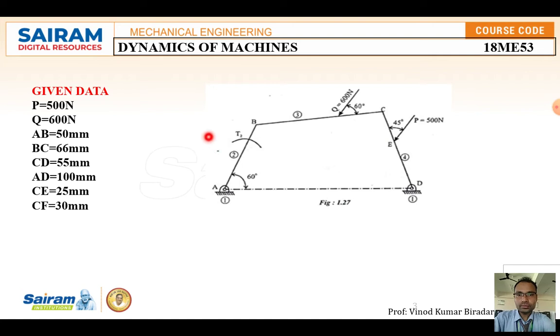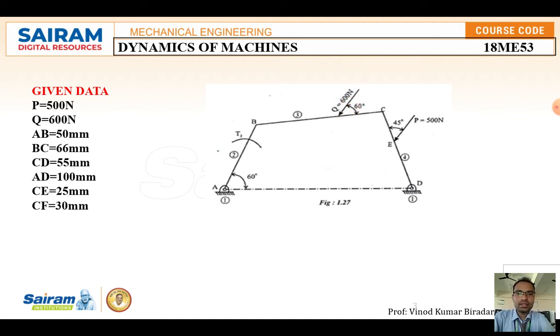Okay, so here you apply a force, that is 600, that is the given Q equal to 600. Then CF, from this point to this point, 3 mm: cut one arc and draw one force equal to 600 Newton with an angle of 60 degree.